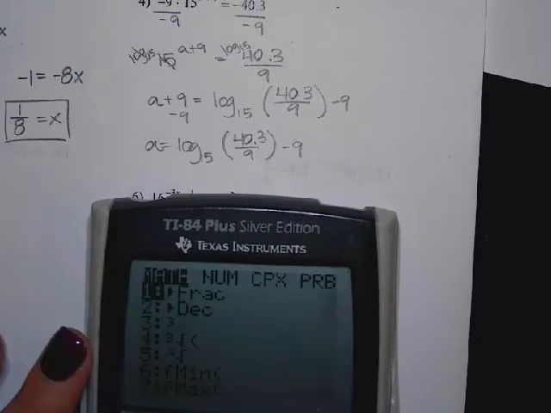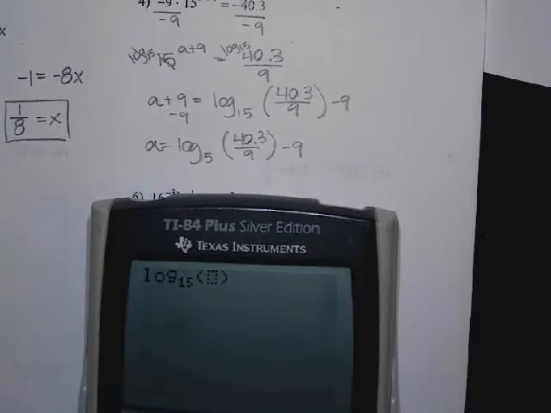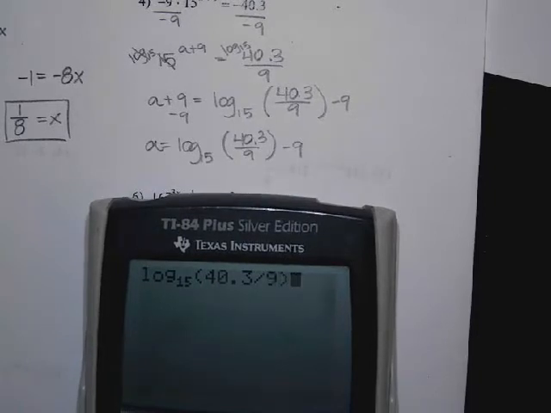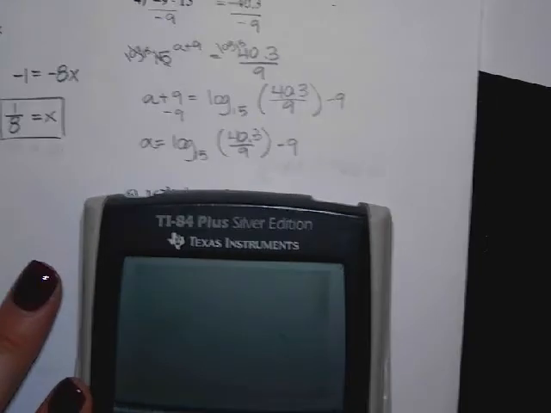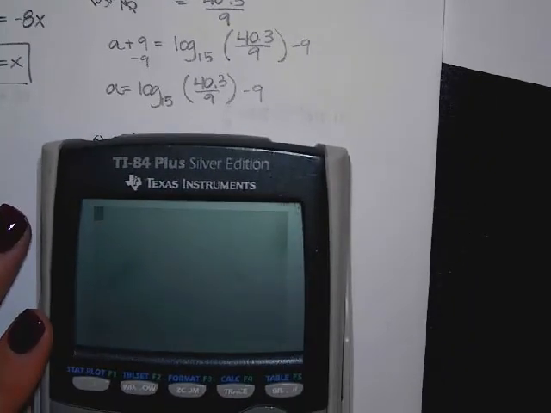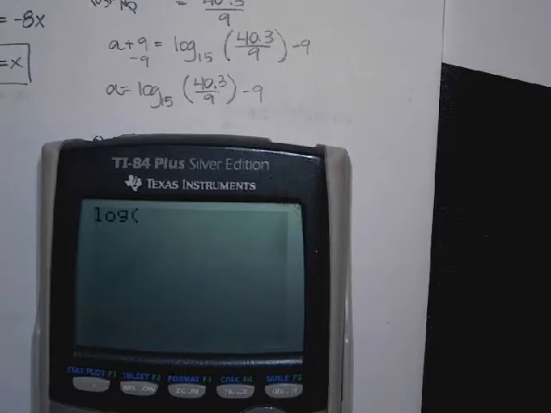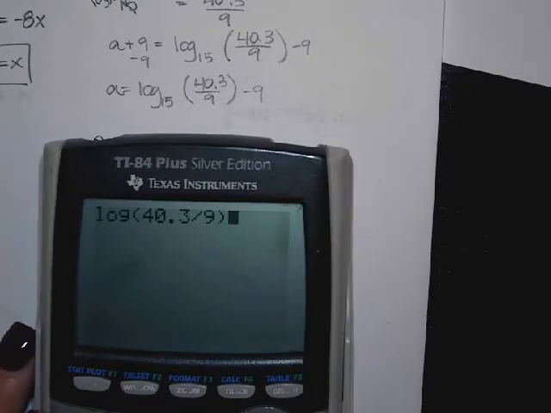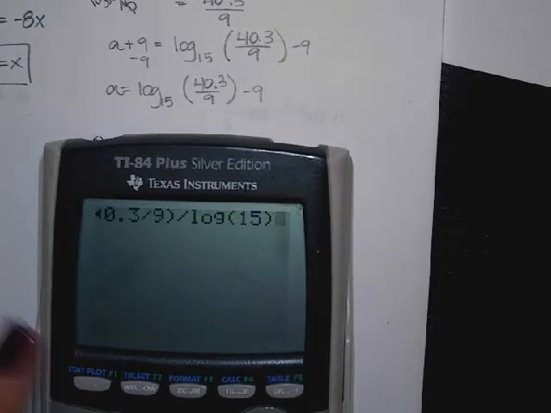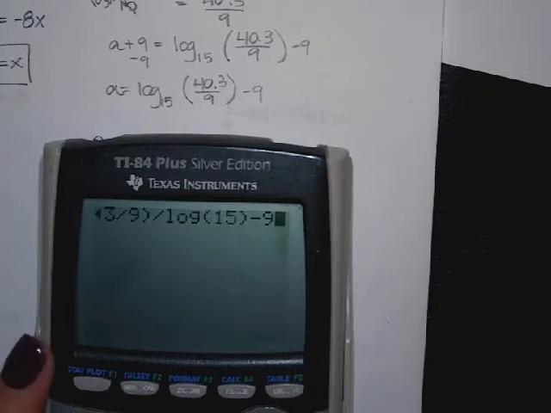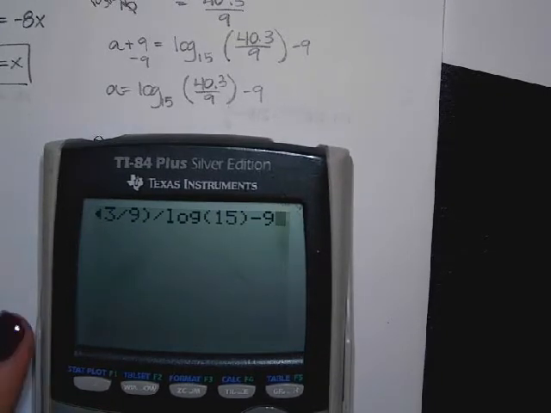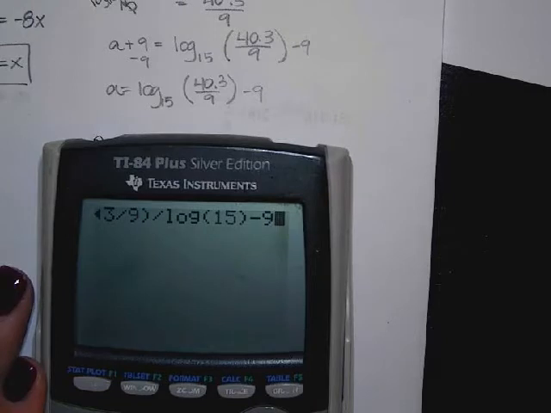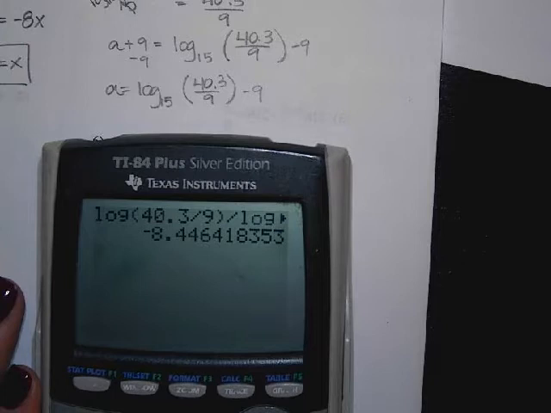Math up. All right, so everyone should be typing that. Henry, you ready to type it? So Henry, we're going to do log 40.3 divided by 9, and then divided by log 15. This is for Henry. He has a different calculator. And then minus 9. You got it typed? Okay. Everyone else have it typed? Ta-da! Is that what we got?